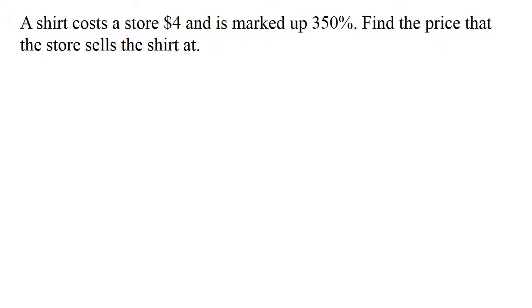So a shirt costs a store $4 and is marked up 350%. Find the price that the store sells the shirt at. That may seem like a lot, but it actually isn't a lot in the real world, a 350% markup. So we're looking at markups, so we're looking at this formula. So let's figure out what we already know. We know the original cost for the shirt was $4, and we know the rate it's being marked up is 350%. What we don't know is how much it is selling for.